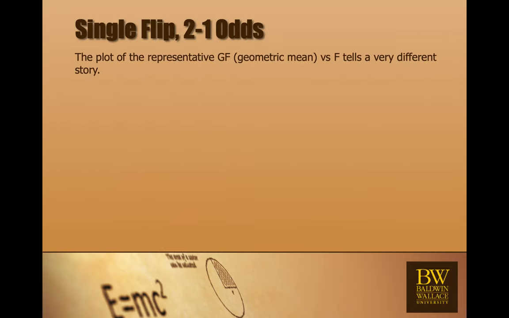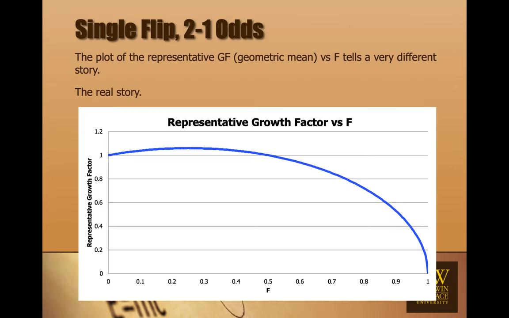And it's very interesting. It tells a very different story than the arithmetic mean. And this is the real story. So here's the representative growth factor versus F. It has a peak. The peak is at 0.25. Right there. So the math tells you you should risk 1/4. If you risk 1/4, you'll either have $750,000 if you lose, or 1.5 million if you win.